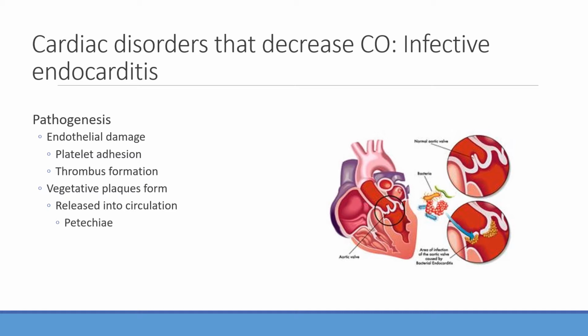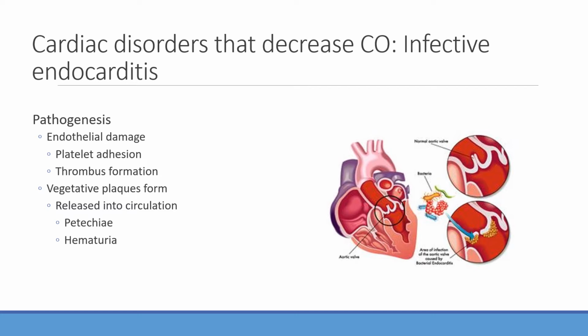One indication that vegetative plaques have begun to break off is if you get petechial spots. Petechial spots are little red dots, right? And they are from structures that are part of that vegetative plaque, like thrombi going off into circulation and blocking blood flow, leading to a little red dot on your skin.